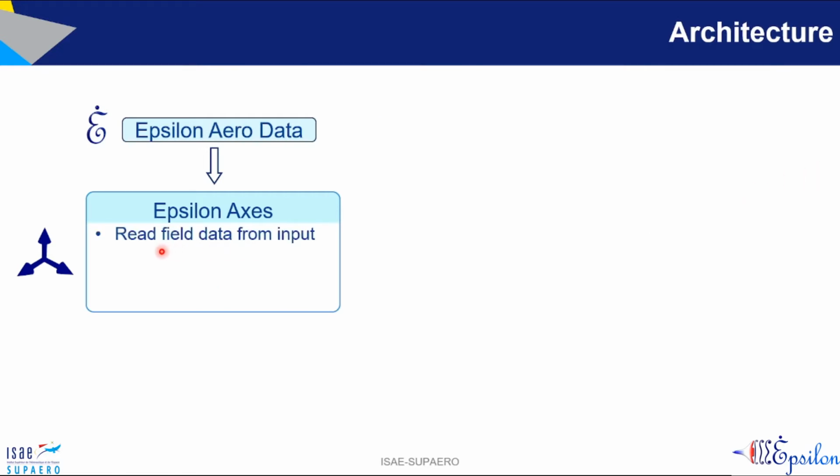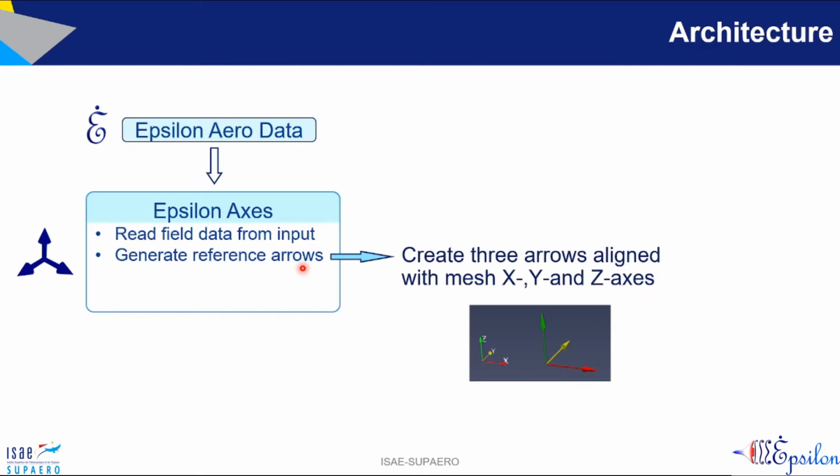Well, the first step is to read the field data from the input. Basically, it just gets the transformation matrix information that is available in the field data inside Epsilon aerodata. The second step is to generate the reference arrows. Basically, it uses VTK operations to generate 3 arrows that are aligned with the mesh X, Y, and Z axes. Of course, these are VTK operations, and you can even edit the Python files in order to generate your custom geometries if you want.